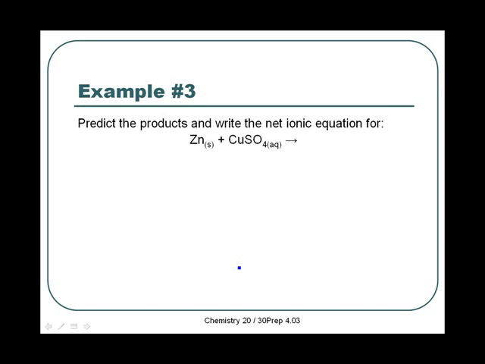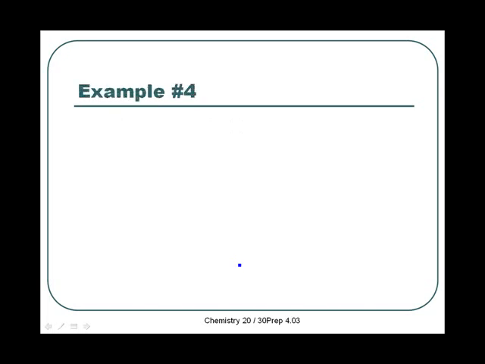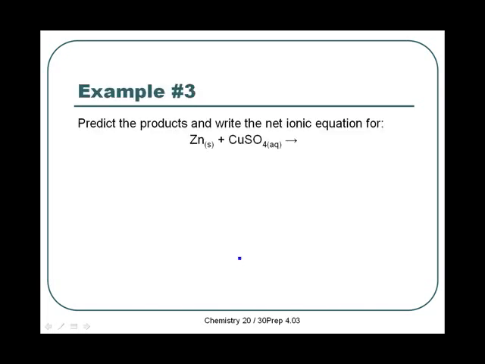And here we're going to do one for zinc reacting with copper sulfate. And here we actually have to predict the product. So, before we go any further, we should predict what we're going to get. And this looks like a single replacement reaction. So, we're going to end up with copper solid. Our zinc is a 2 plus ion, so it's going to be Zn.